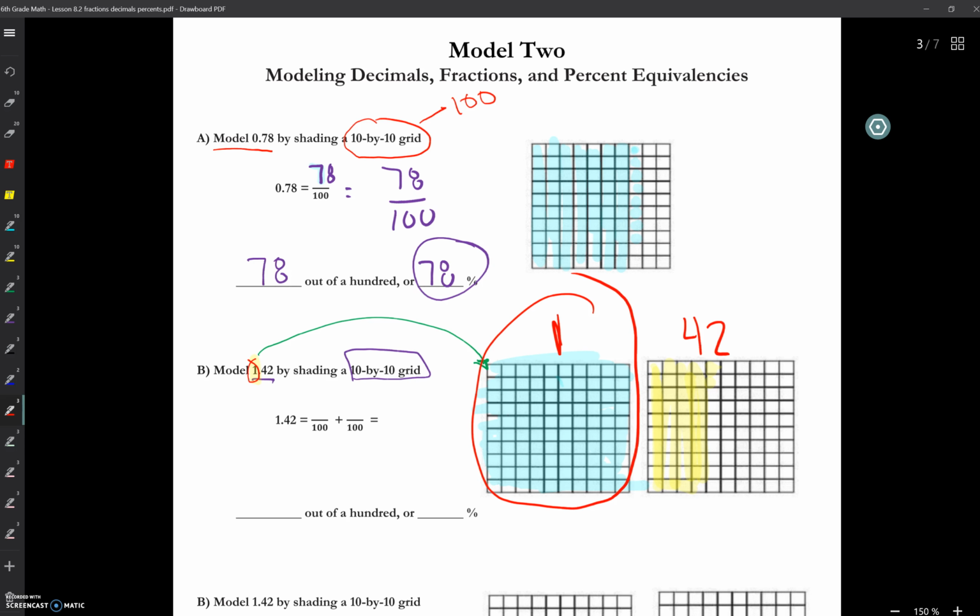So what this means is one whole would be 100 out of 100 plus 42. So this would be 100 shaded, 100 out of 100, and then this would be 42 shaded. So this equals 142 over 100. So we would end up having 142 out of 100, or 142%.